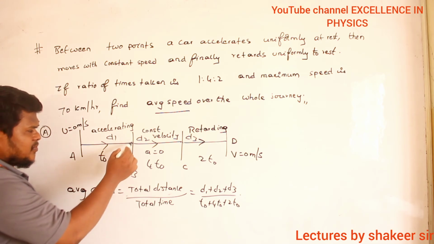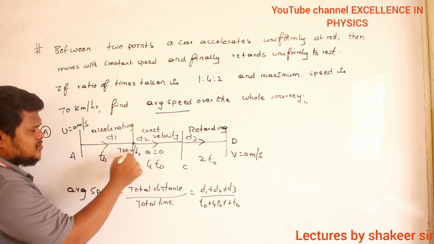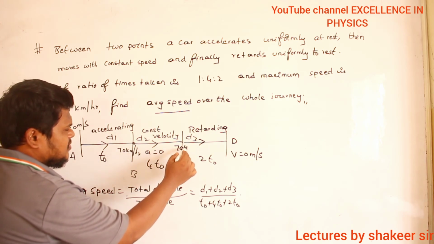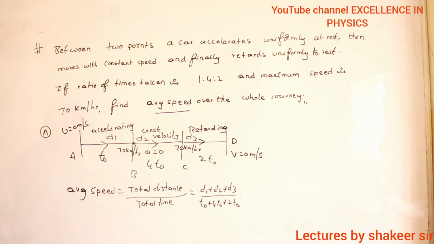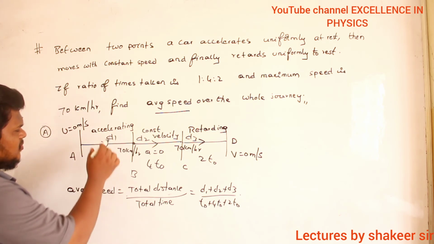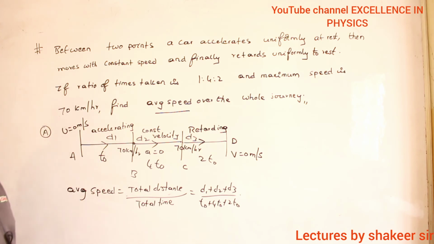Okay. So at point B, what is the velocity? It is 70 kilometer per hour. So here also what is the velocity? Here also it is 70 kilometer per hour. Are you able to understand? Okay. Now can you say, how can I calculate this d1?